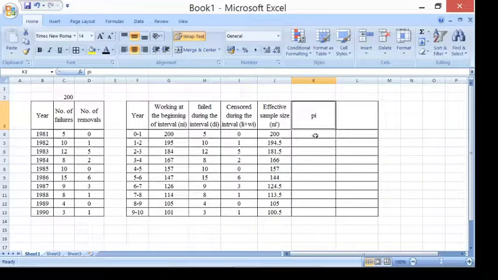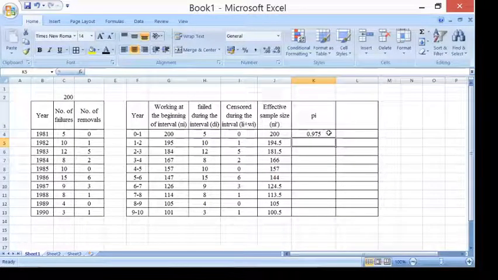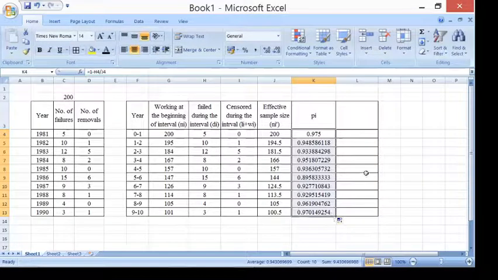It will be denoted by p_i, and it will be 1 minus the number of deaths during that interval divided by the effective sample size. So out of 200 individuals, 5 died, and therefore the probability of not surviving through that interval is 5 divided by 200. 1 minus 5 divided by 200 gives the probability of surviving through that interval. So it will be 0.975. The same thing can be done for all other intervals.